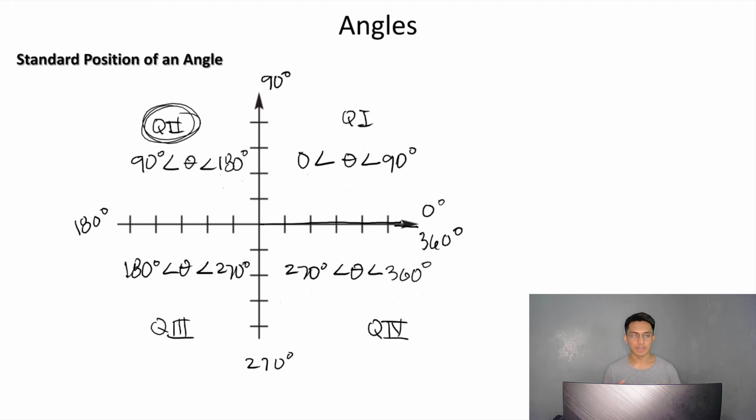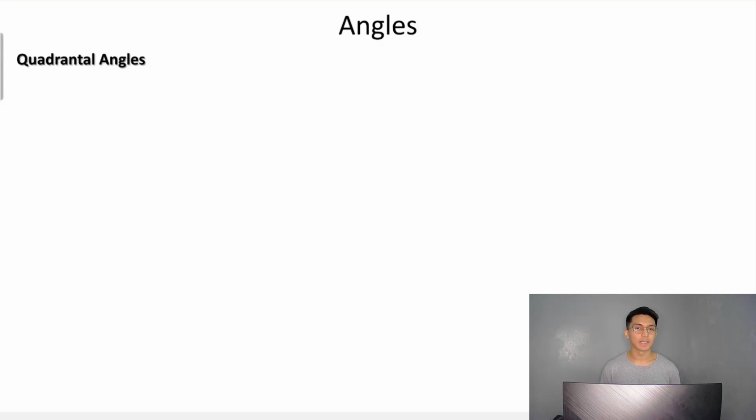So, that's how we know kapag ang isang angle ay nasa standard position. Meron pa tayong isa pang type of the angle. Ito yung tinatawag natin as the quadrantal angle. So, paano ba natin masasabing ang isang angle ay quadrantal?